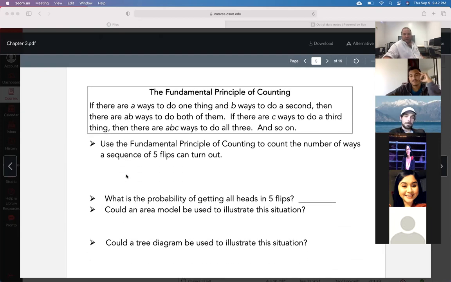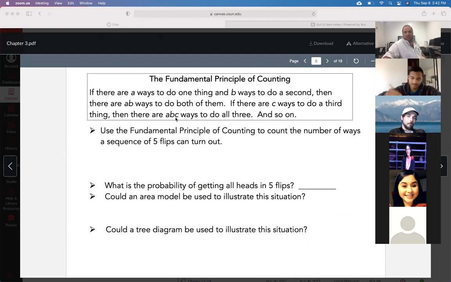But this here is now the official fundamental principle of counting. If there are A ways to do one thing and B ways to do a second, then there are A times B ways to do both. And if there are C ways to do a third, then you multiply all 3 of them to do all 3, and so on. This is the fundamental principle of counting.